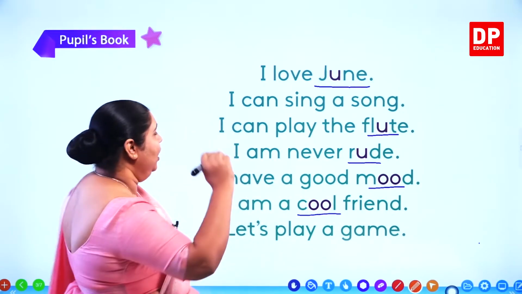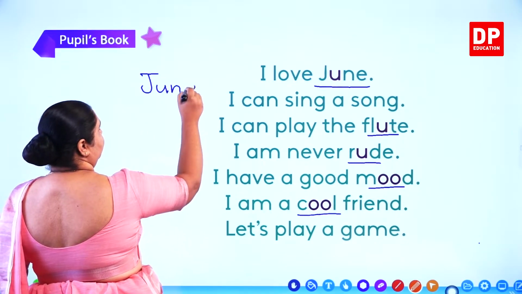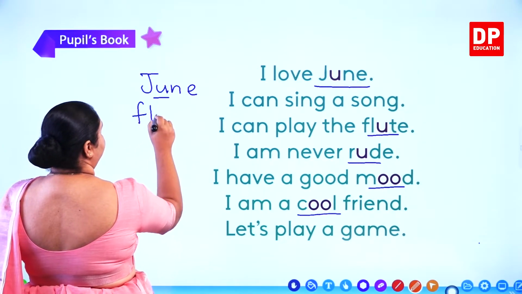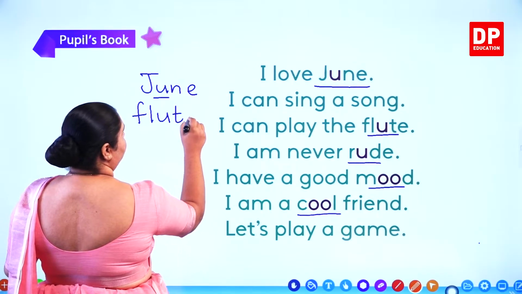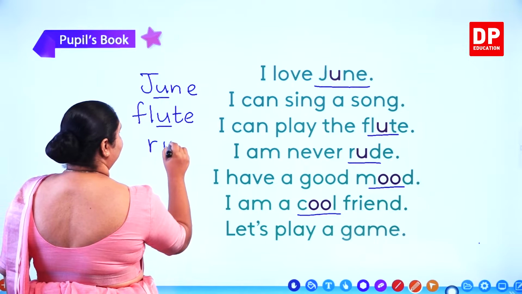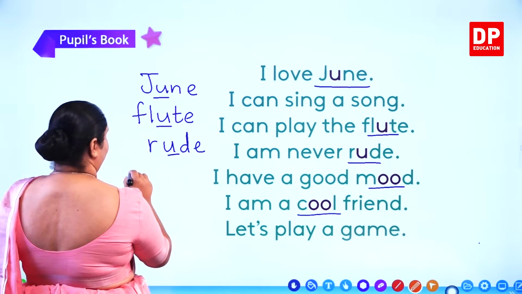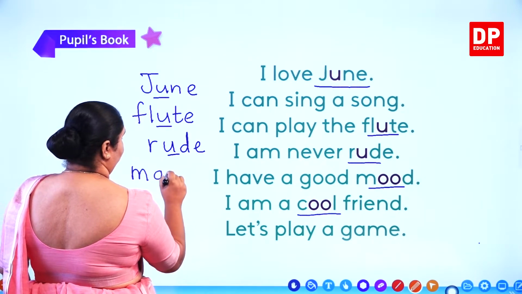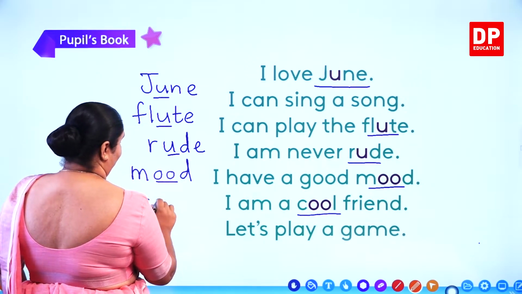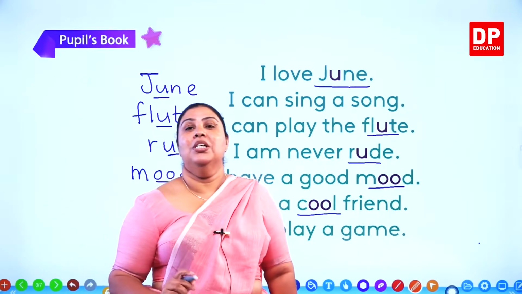So what are they? June. J-U-N-E. June. Then we have flute. Flute. Then we have rude. Rude. Mood. Mood. Cool. The last word, cool, which is a long oo sound.